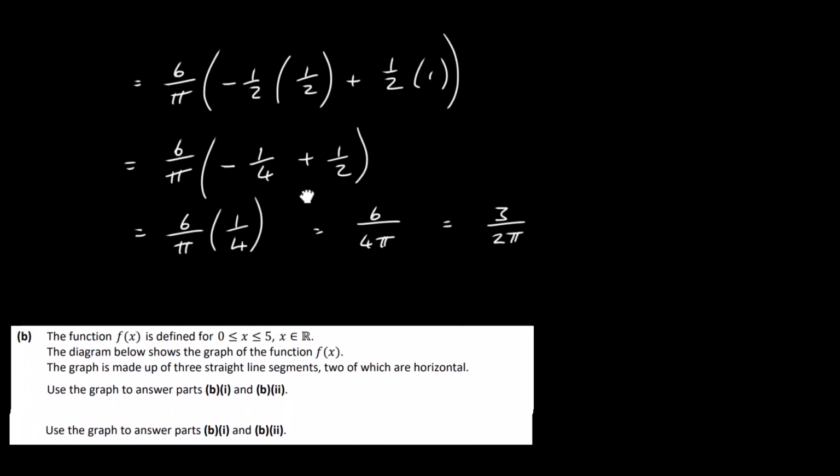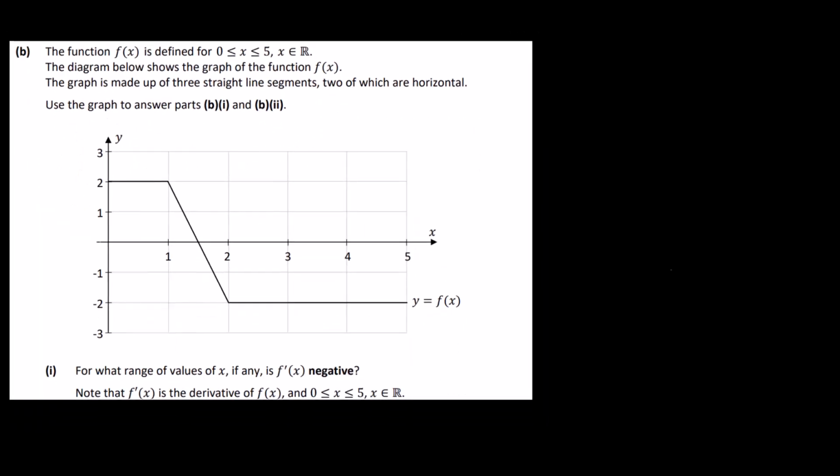Okay, so let's have a look at part B. So in part B, we have a function f of x, and it is defined from x between 0 and 5 inclusive. x is real. The diagram below shows the graph of the function.